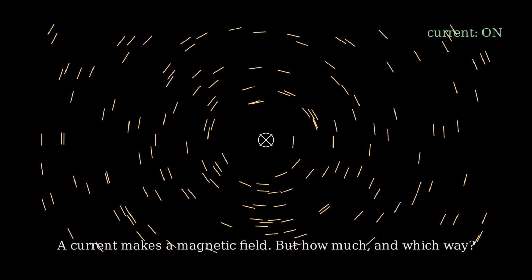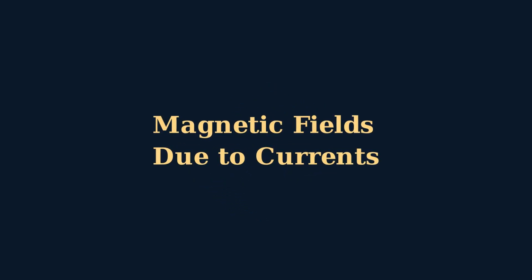In this video we'll learn to compute exactly how much and exactly which way for a wire, a loop, a coil, any shape at all. Magnetic fields due to currents. We'll build every field two ways, the careful way and the clever way, and learn when to reach for each.